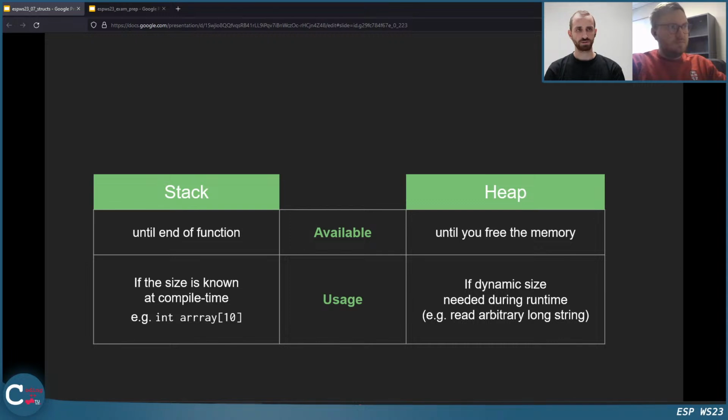And when do you use stack and heap variables? Usage of the stack is most of the time if you know the size at compile time, so if you know the array always has, for example, 10 elements inside. If you do not know the size, the heap is the way to go, because it depends, for example, on the user input, as we have in assignment 2. It can be arbitrarily long, you don't really know how big the array would be, and then you need the heap for that.